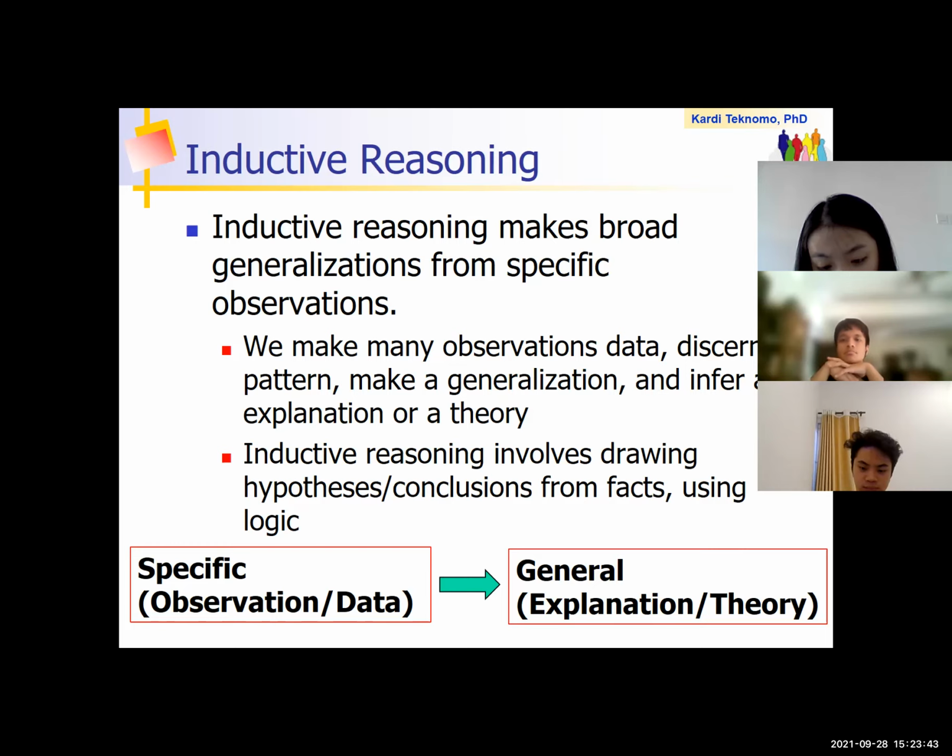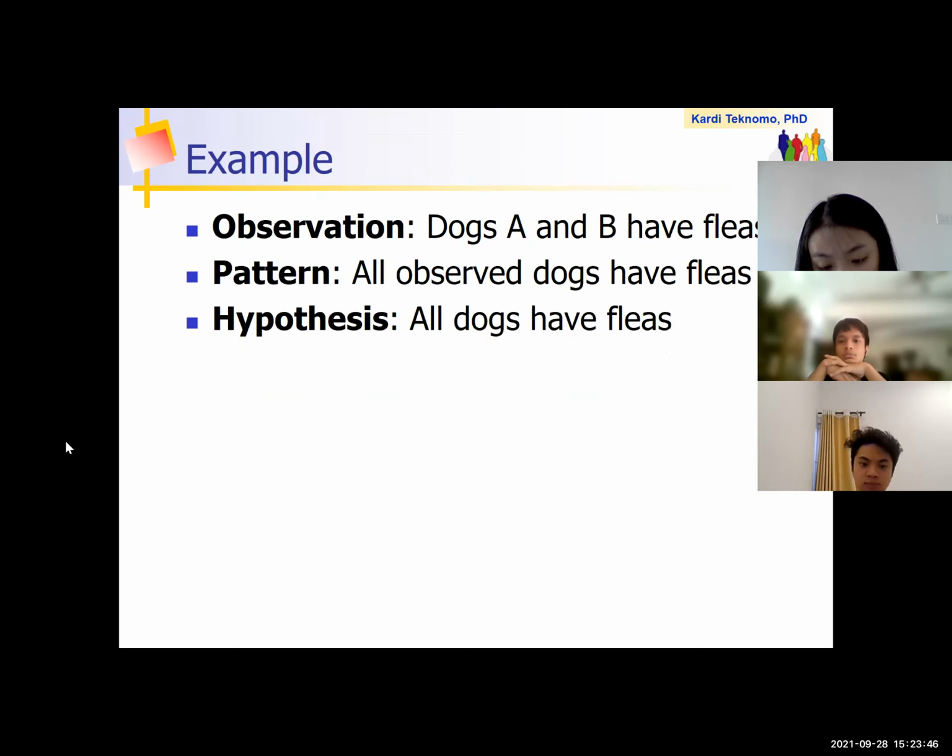Actually, you did this a lot of times. So this is an example. Dogs A and B have fleas. This is your observation. Then you start to see a certain pattern. What is the pattern? I saw that all the observed dogs have fleas. Then your conclusion, which is actually still a hypothesis, is that all dogs have fleas. So can you see that this is generalization?